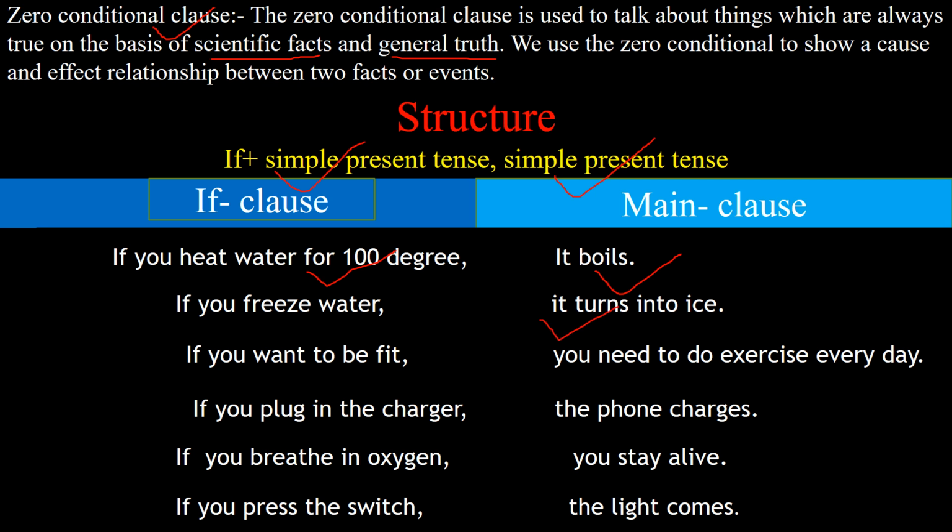If you want to be fit, you need to do exercise every day. If you plug in the charger, this is the cause and the effect is the phone charges. If you breathe in oxygen, you stay alive. If you press the switch, the effect is the light comes on. So, zero conditional clause always talks about scientific facts and general truth, and it shows the cause and effect.